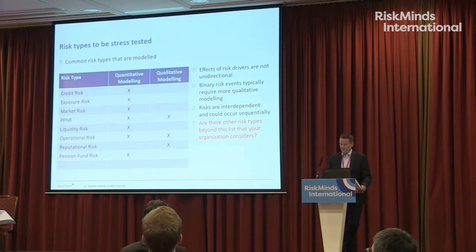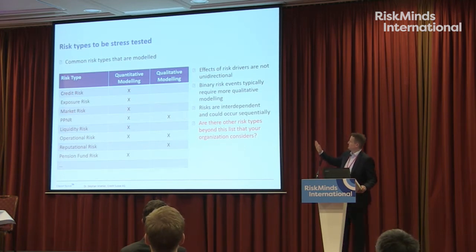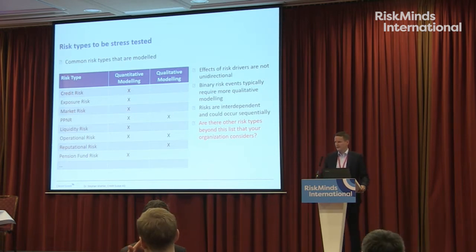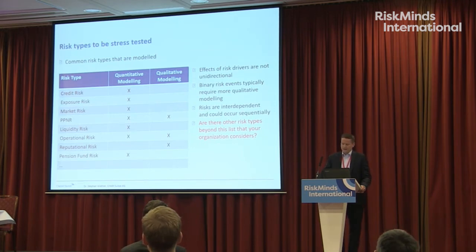Couple of comments for those risk types. First of all, I added two columns here, quantitative modeling, qualitative modeling. So while you can see that many of those risk types can be approached by a quantitative modeling approach, you can see that some of those that are maybe not so clear-cut also need some qualitative component on top, and these are the usual suspects.